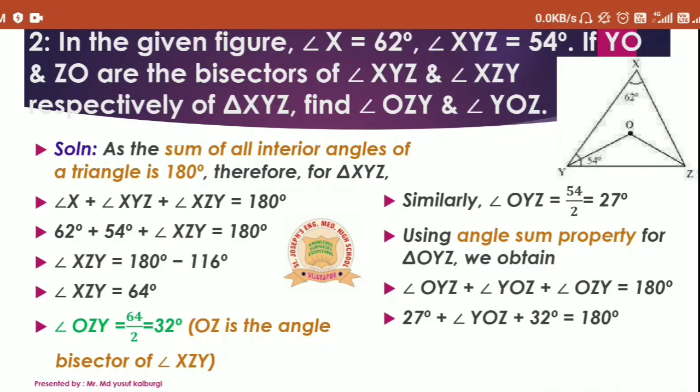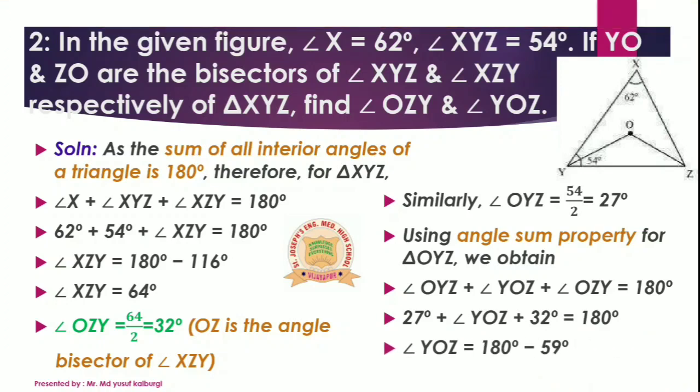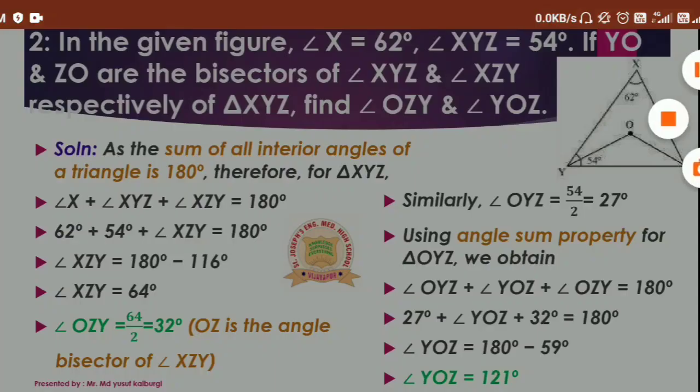So we have placed it. Now if you add those two, how much will it be? That will be equal to 59 degrees. If you take it to the other side, that will become minus 59. So YOZ is equal to 180 minus 59 degrees. If you subtract, what you are going to get? Angle YOZ is equal to 121 degrees. So this is the solution for the question. These two angles are the solution for the question. This completes your answer for the second question.